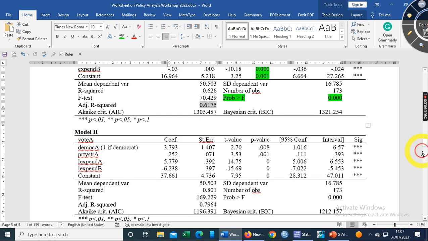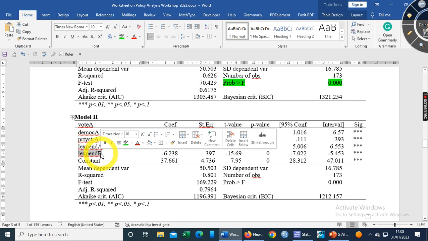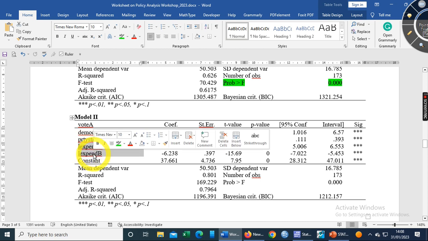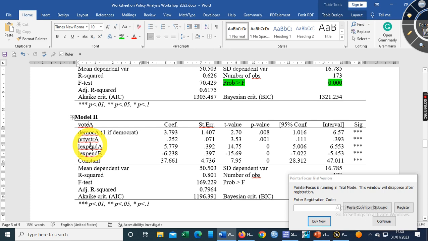When you come to the second model, it is estimated using the natural logarithm of campaign expenditure by party A and the natural logarithm of campaign expenditure by party B. The dependent variable is the same. The only thing is these two variables are converted into their natural logarithm. The dependent variable is a level, and these two independent variables are in their natural logarithmic form.